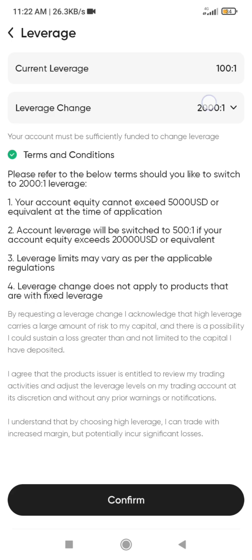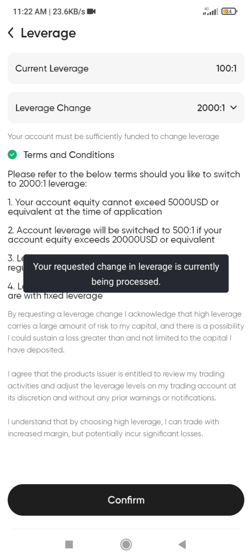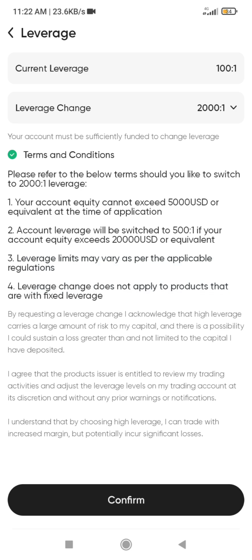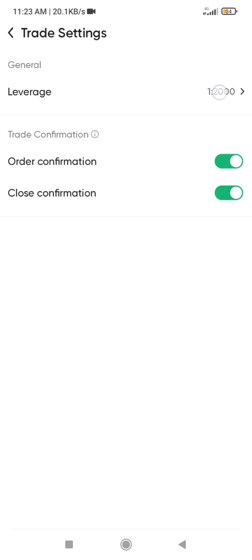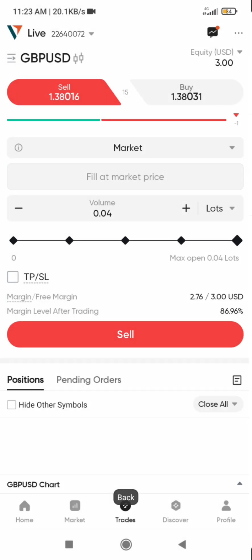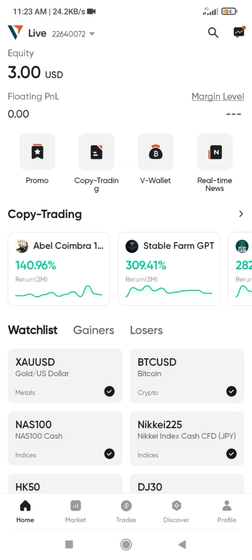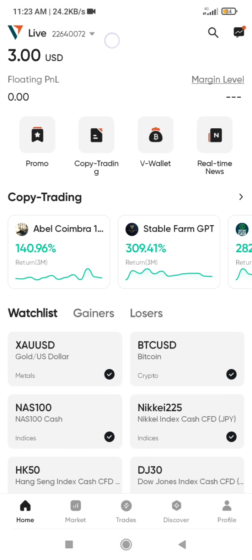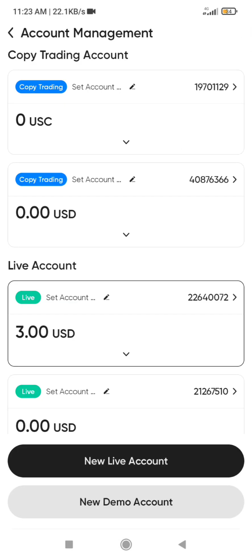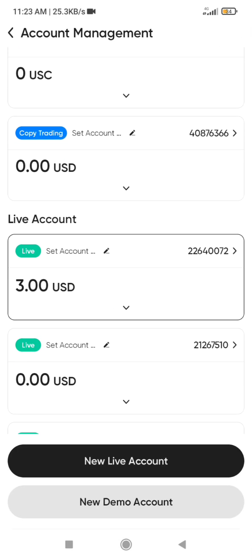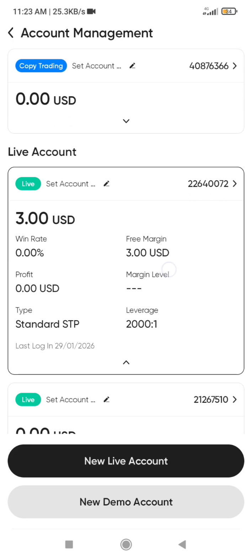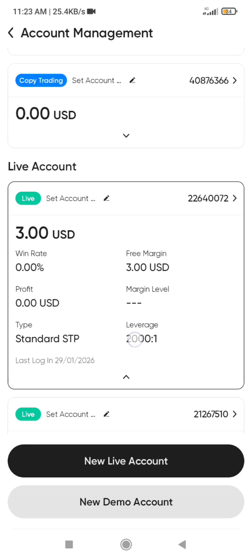When I have chosen this leverage change to 1 to 2,000, click confirm. So it has been processed, and you will get an email from Vantage telling you that it has been changed. So it has been changed to 1 to 2,000, and when you go back to the home and come to the upper left hand corner and click on that drop down icon, you see this is the account. I will click this drop down and you will see the leverage is now 1 to 2,000.